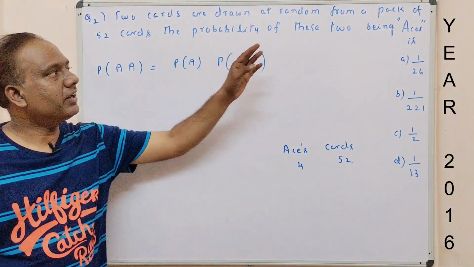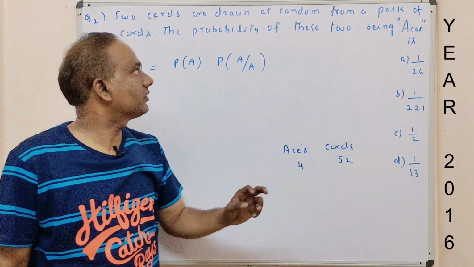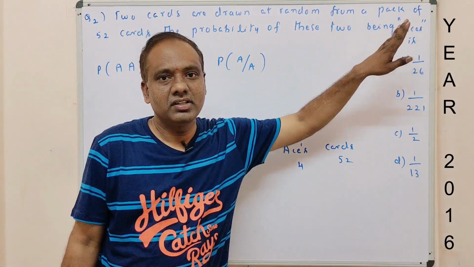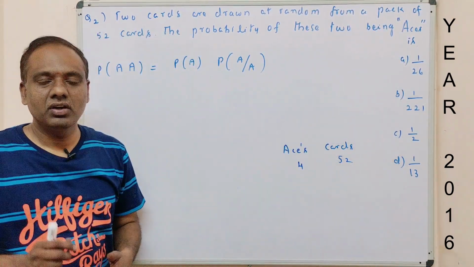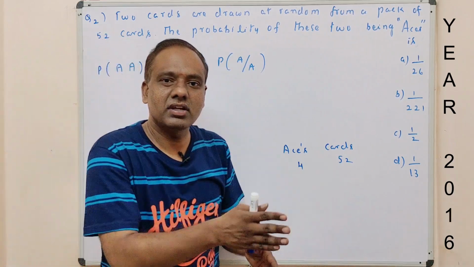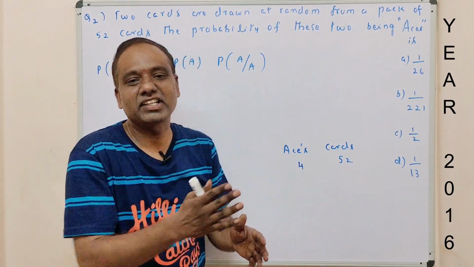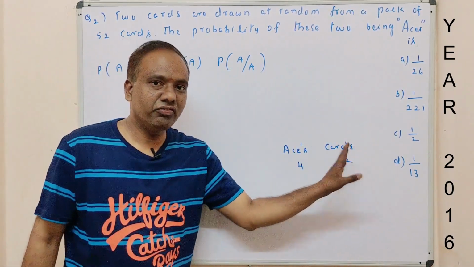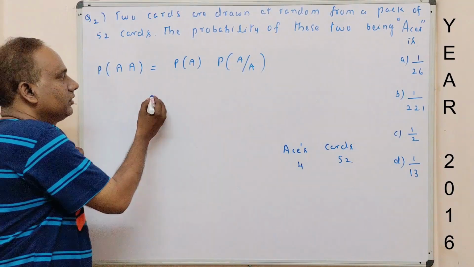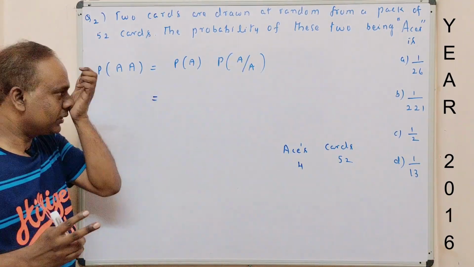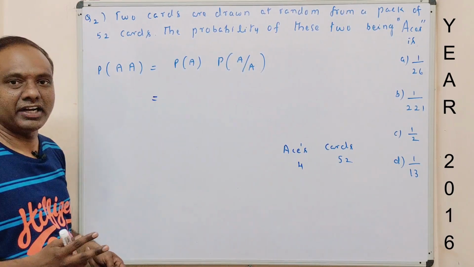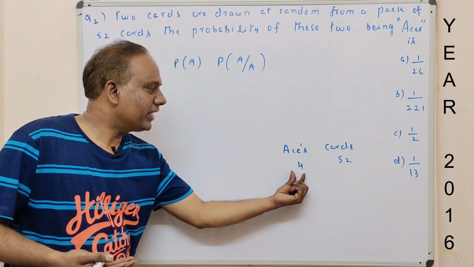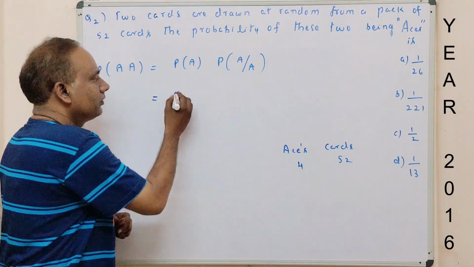Two cards are drawn at random from a pack of 52 cards. The probability of these two being aces. So actually the question is, what is the probability of getting 2 aces out of the pack of 52 cards? That is actually what it means. Here the total number of aces is 4 and total cards are 52. So here we randomly selected 2 cards, that means 2 aces randomly selected. Probability of getting an ace is 4 by 52.